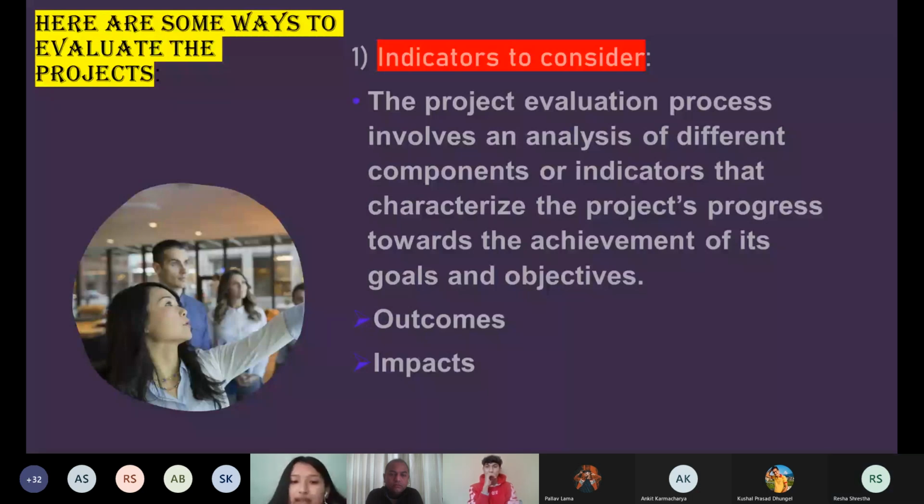And the next one is impacts. Impacts determine and measure the extent to which the goals and objectives of the project are achieved. For example, increased quality of a project and enhanced productivity of personnel. Next slide.